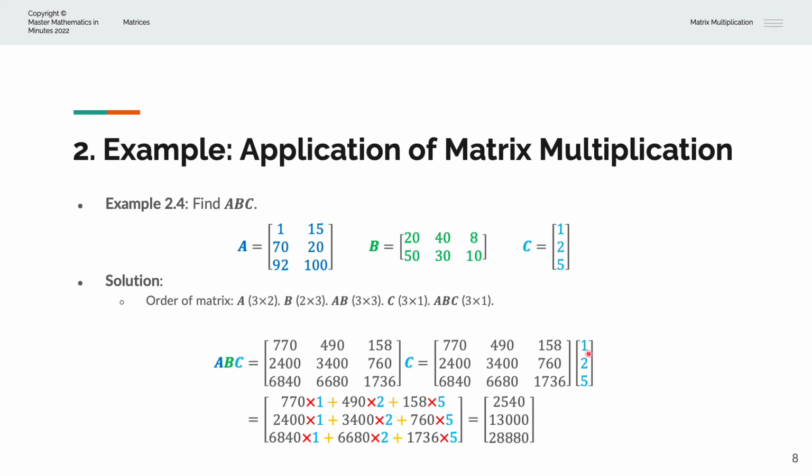So we have 770 multiplied by 1, 490 by 2, and 158 by 5. Step 2 is where we sum all of these together, and that simplifies to 2,540. By applying the same method, you're able to populate the entire combined matrix ABC in this case. Once again, it has 3 rows and 1 column, and that is the resultant matrix ABC.